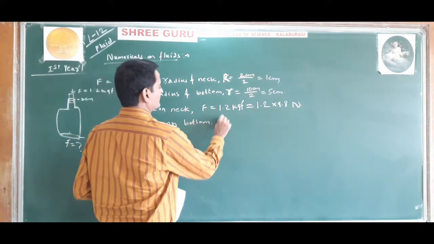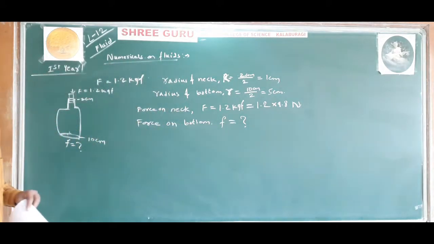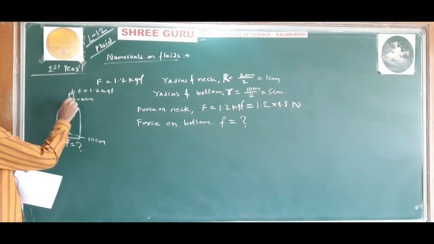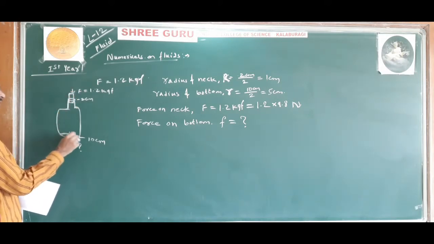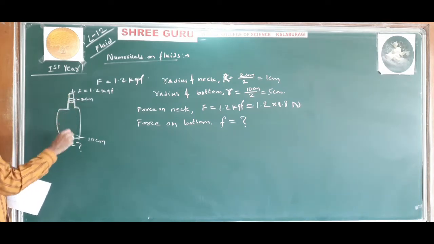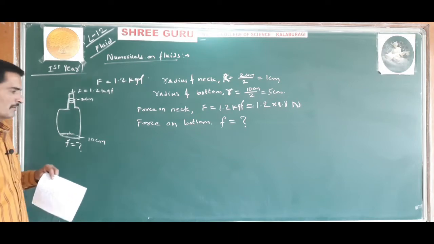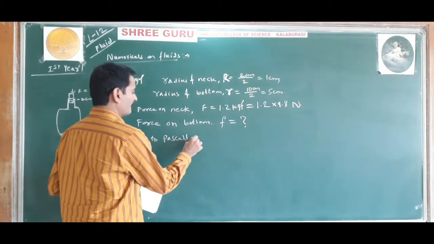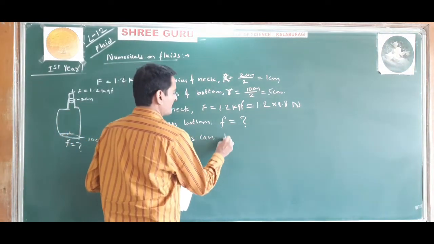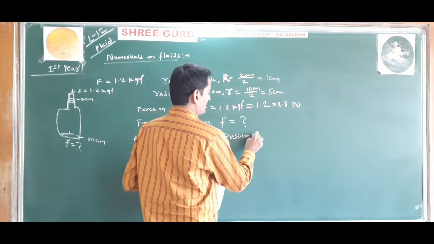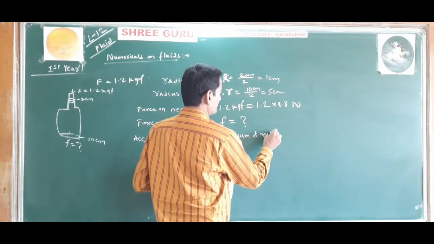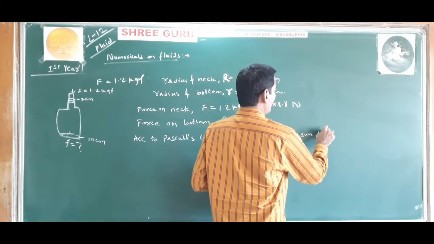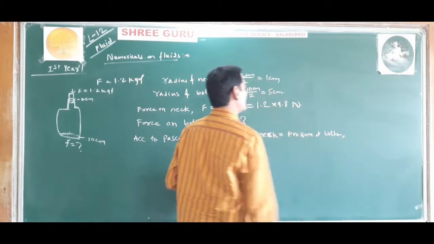And now force on bottom, that is small f, is equal to question mark, right? According to Pascal's law, the pressure exerted at one end must be transmitted equally to all other parts. That is, pressure at the neck must be the same as pressure at the bottom.